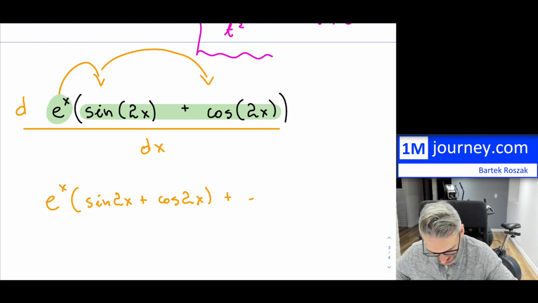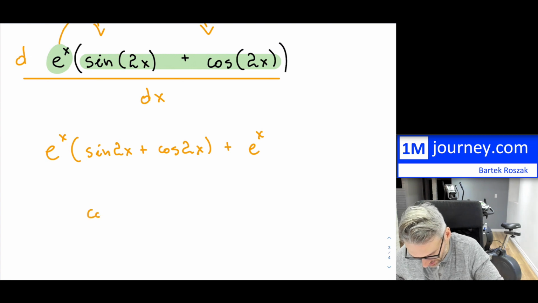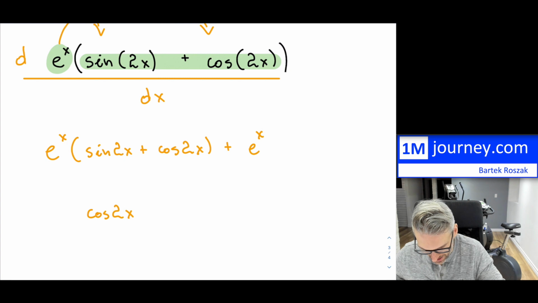And interestingly enough, this is still going to be e to the x. But now I need the derivative of that bracket. Within that bracket, the derivative of sine is cos, so this is going to be cos 2x. And then inside there, I need to apply the chain rule, so that's going to be times 2. So I'm going to have that right there.